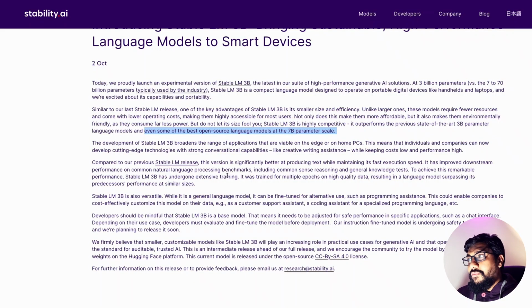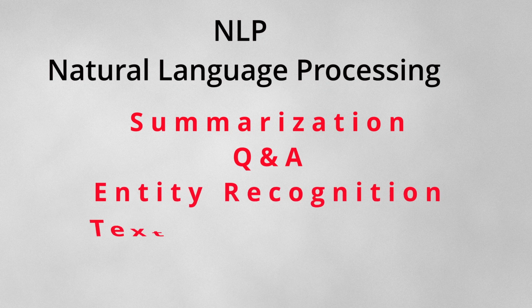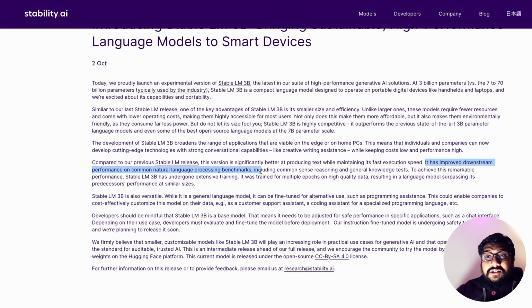The model that we have seen has maintained its fast execution speed while it has become better at producing text, and it has also improved in the downstream performance on common natural language benchmarks. If you have got a large language model, what are these downstream tasks? Large language models can be used for certain NLP tasks. For example, you can do summarization, you can do classification, you can do entity recognition, you can do a bunch of question answering, you can do a bunch of other things. So these are downstream tasks in NLP.